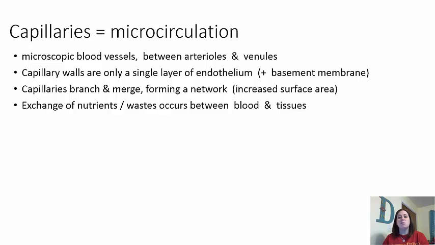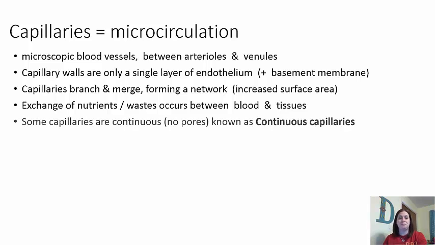So capillaries will branch and merge, forming a network. And this is going to allow for increased surface area so that they can exchange nutrients like oxygen, glucose, amino acids, things like that with the cells that are in the tissues. But then they can also diffuse and pick up waste products from the tissues like carbon dioxide, urea, any other of those toxins that they create due to metabolic processes.